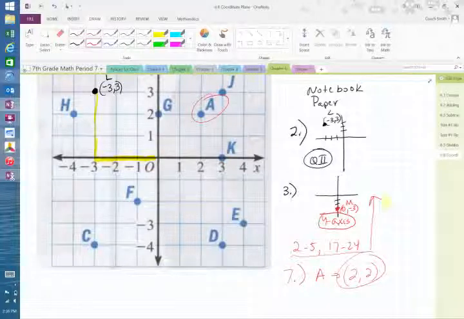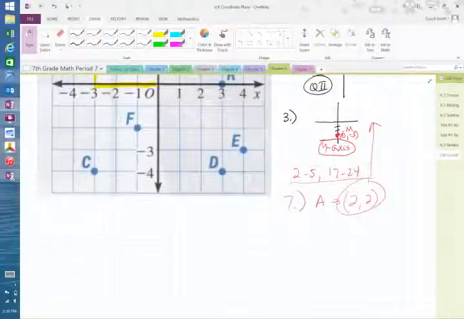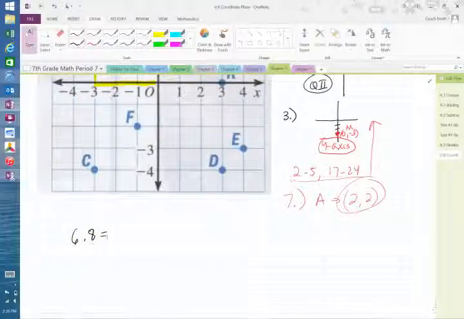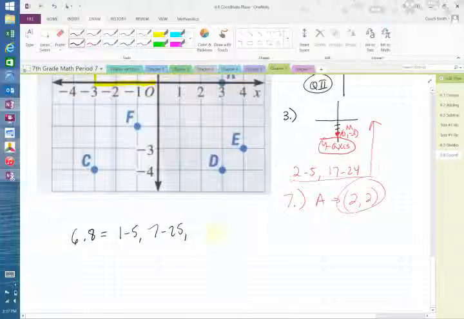So your homework is this. 6.8. One through 5, seven through 25, and 31 through 36.